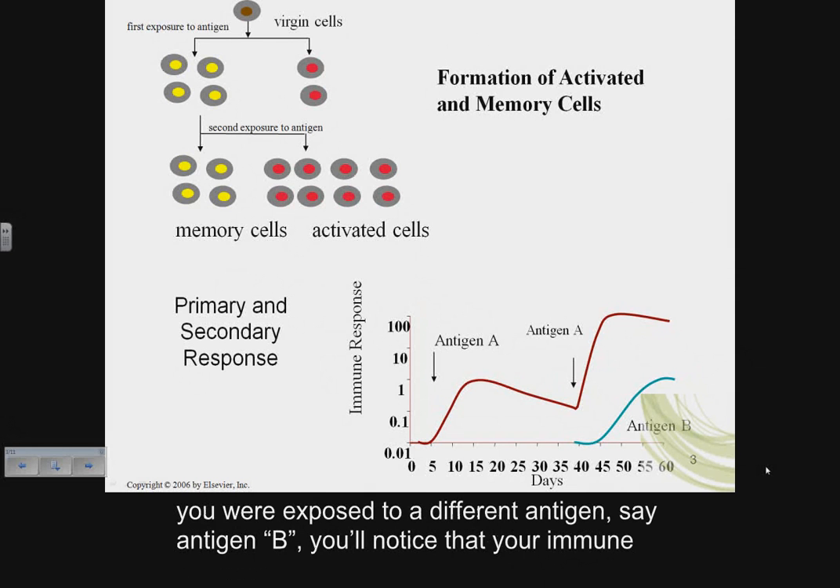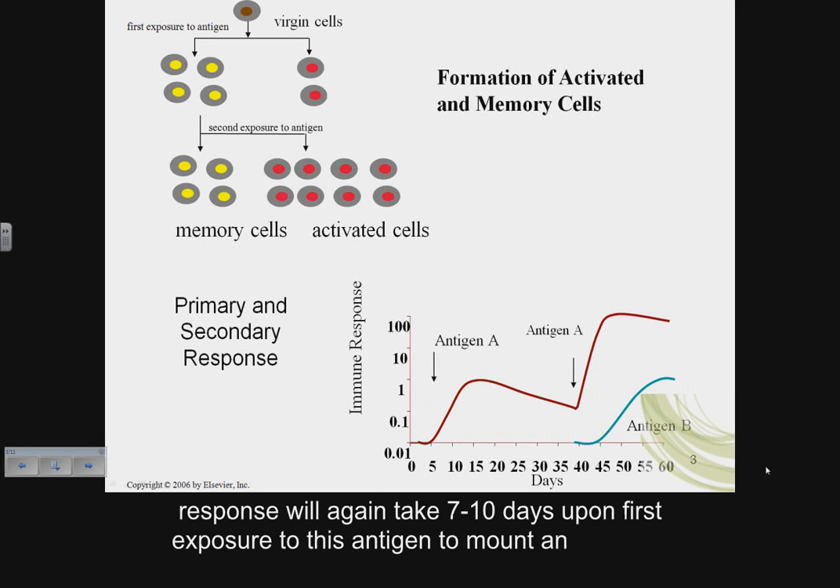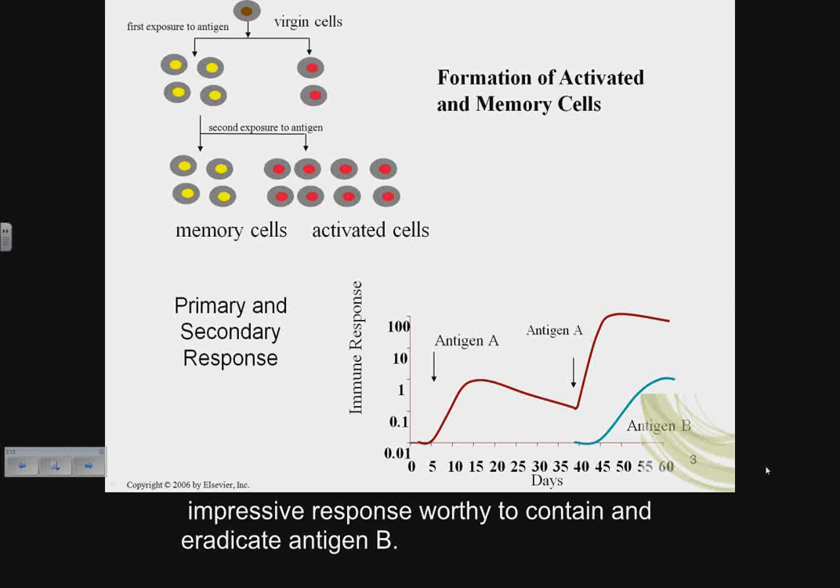If, however, you are exposed to a different antigen, say antigen B, you'll notice that your immune response will again take 7 to 10 days upon first exposure to this antigen to mount an impressive response worthy to contain and eradicate antigen B.